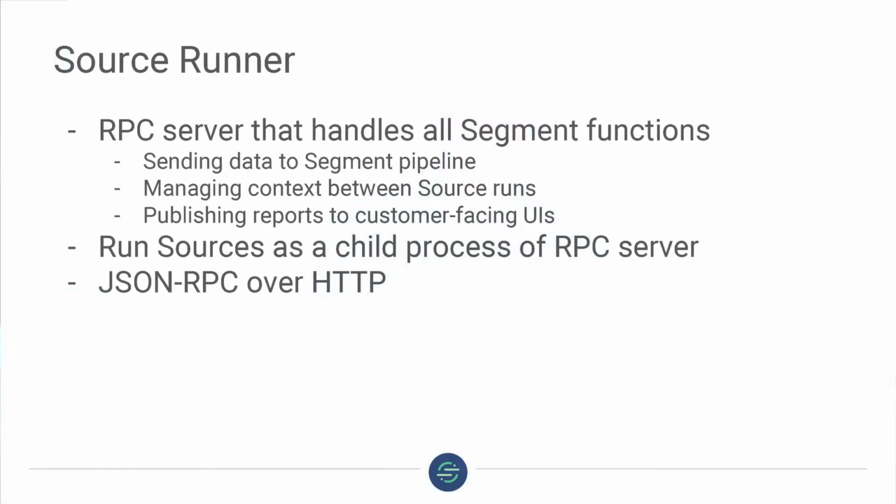So what we decided to do to avoid writing a bunch of libraries in different languages, because writing libraries for each of these services we need to interact with in all these languages and potentially more is not easy to keep up to date, we decided to build this service called Source Runner, which basically is an RPC service that sits above the source, and it handles all Segment-related functions. That means sending data to the Segment pipeline, managing context between runs, publishing reports to customer-facing UIs, and so forth. It also runs sources as a child process of it, so that when you run the source, it actually runs Source Runner, which runs the source, and exposes a server which the source talks to.